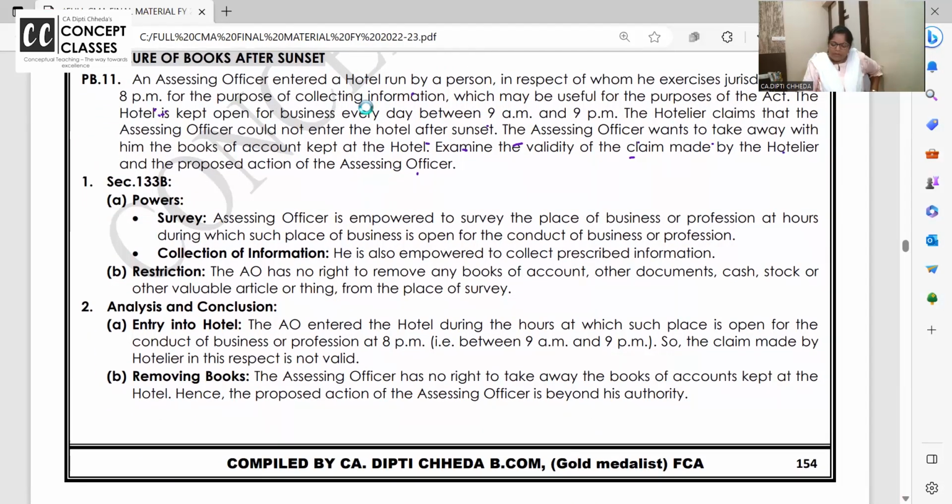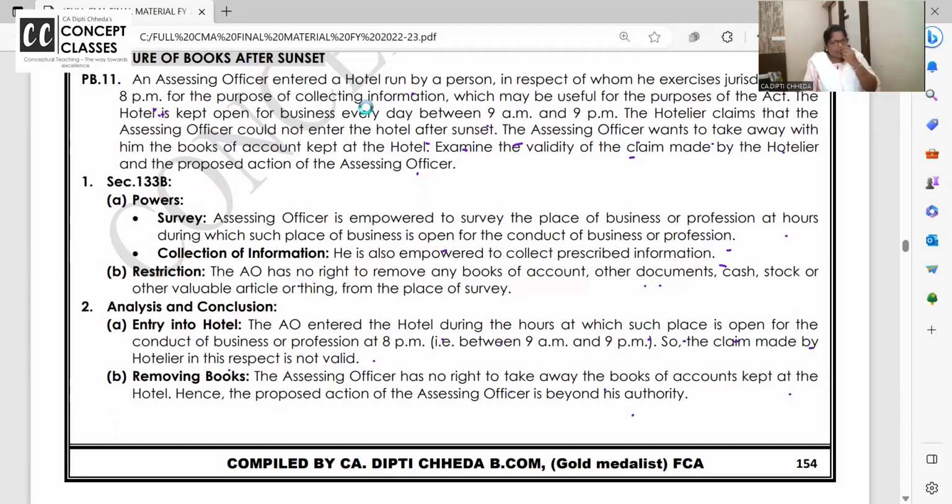So the AO is empowered to survey the places during hours at which they are open. He is also empowered to collect prescribed information. The AO has no right to remove any books of accounts, other documents, cash, stock, or other valuable thing. The AO enters the hotel during the hours at which such place is open for conduct of business. So it is right. And the AO has got no right to take away the books kept at the hotel. Hence the proposed action of the AO is beyond his authority.